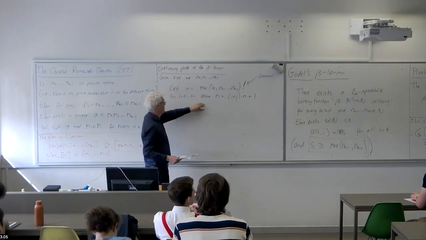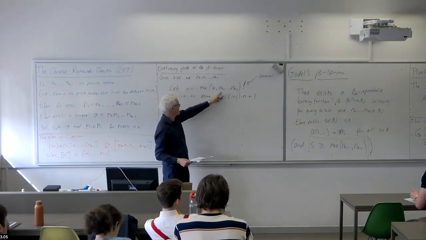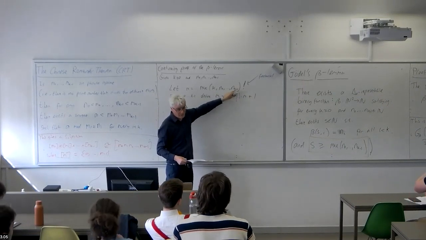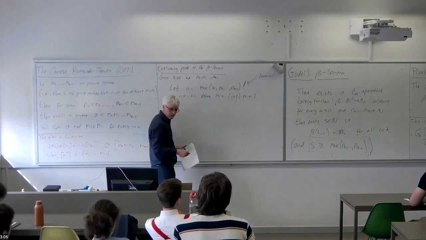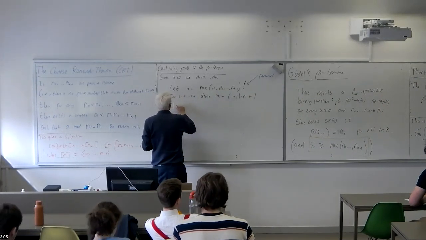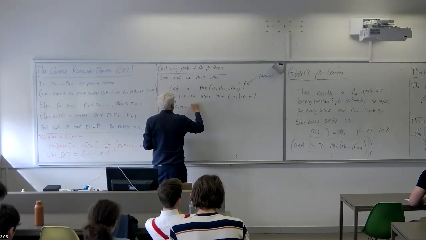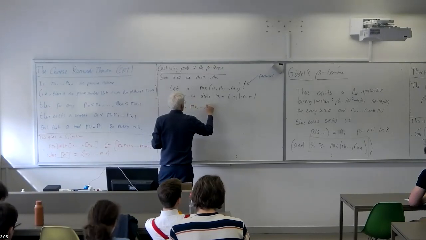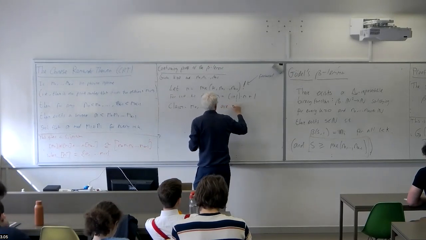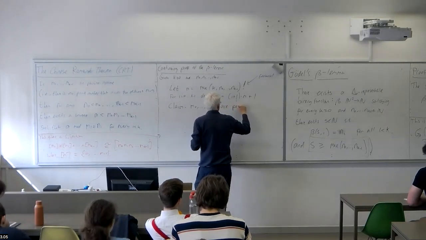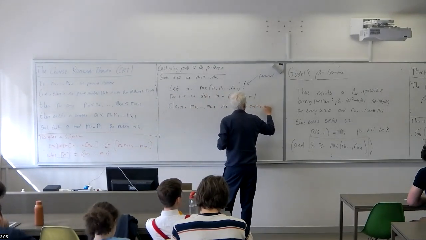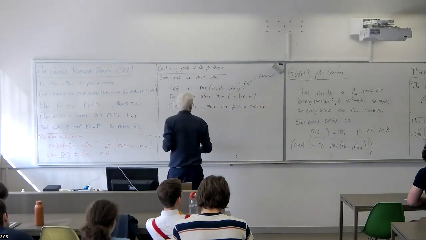And the claim is that, so we've got m0 up to mk minus 1, and we want to apply the Chinese remainder theorem. The claim is that these numbers, m0 up to mk minus 1, are all pairwise coprime.